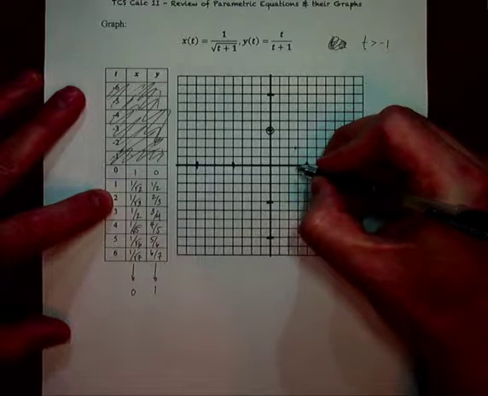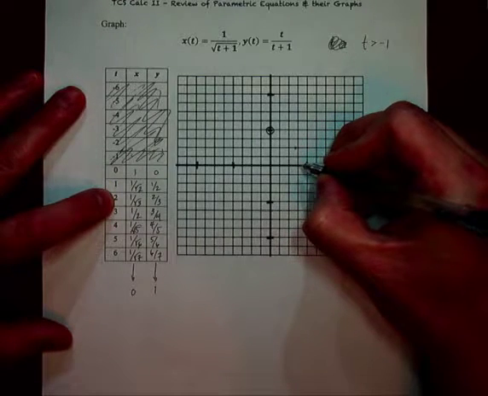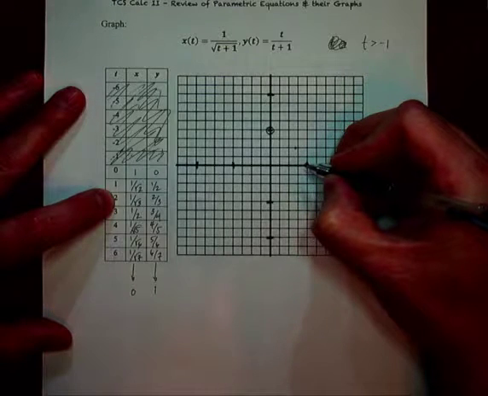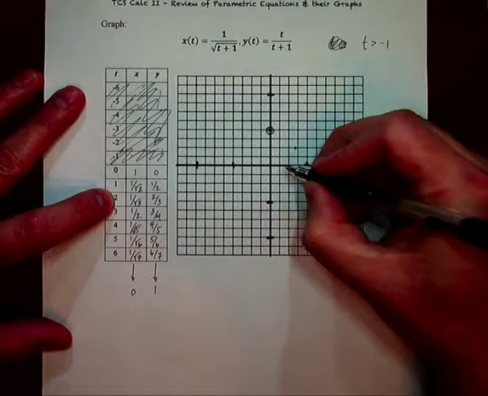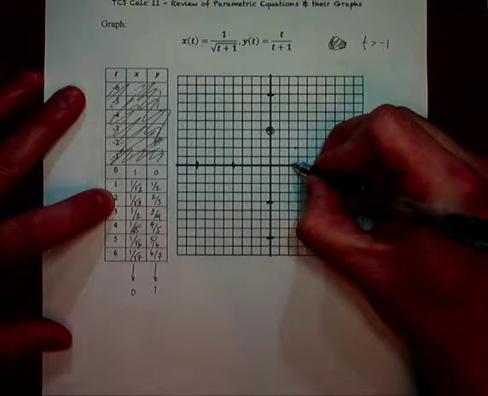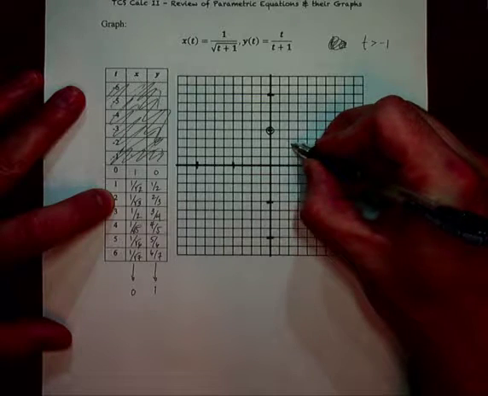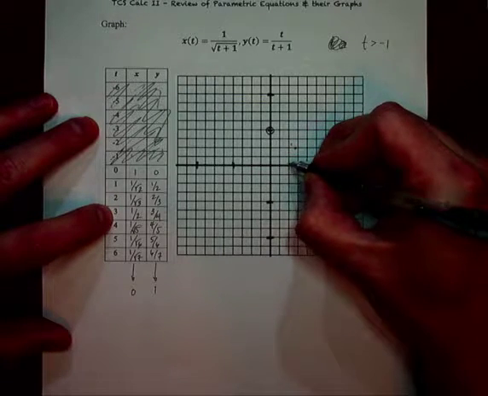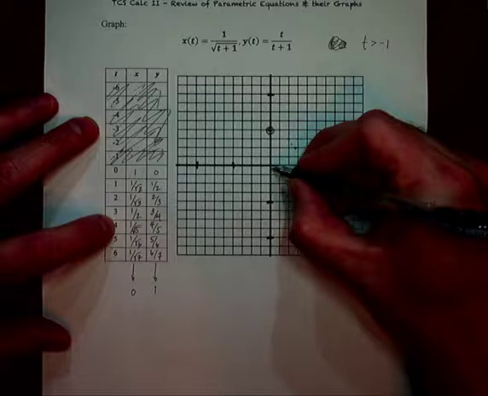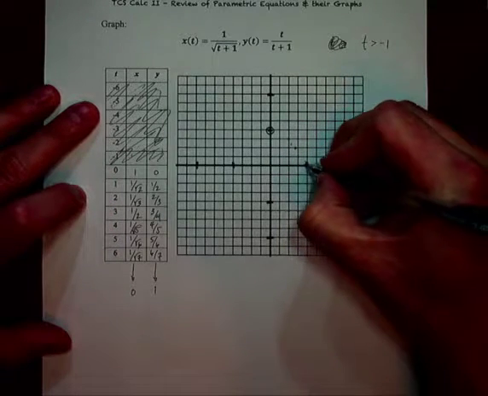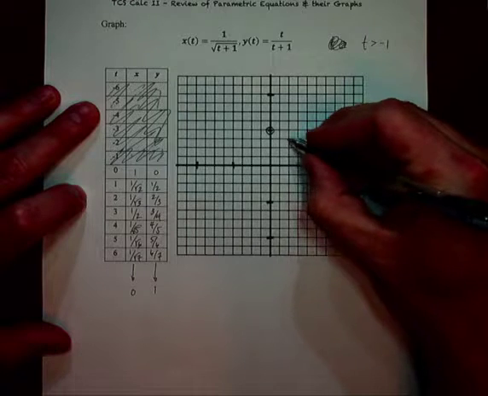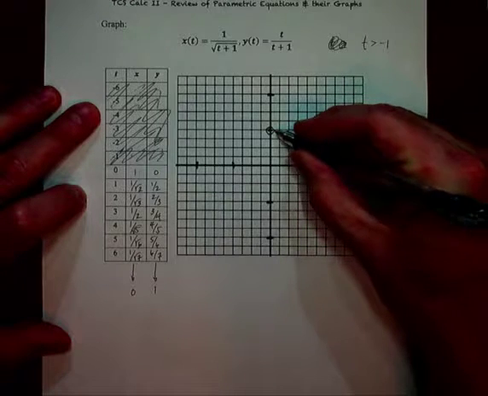And then 1 over root 3 is root 3 over 3. And root 3 over 3, as we should know, is 1.732 divided by 3, so it's just shy of 0.6. So just shy of 0.6, and then 2/3. And then 1/2. And 3/4. And then, so basically, as you go from 0 to greater values of t, this is approaching that right there.